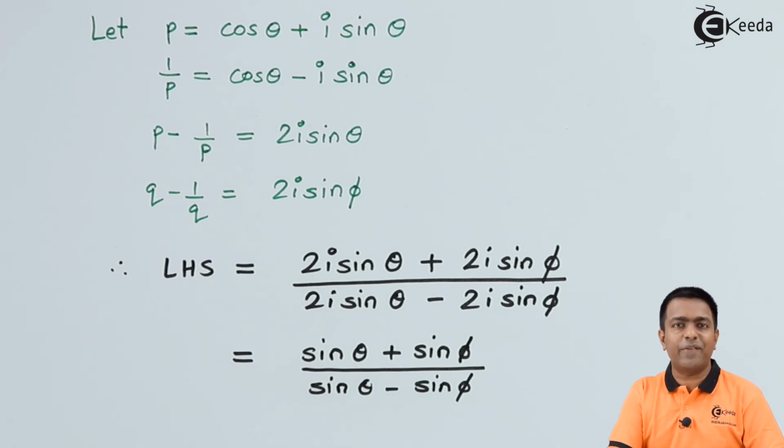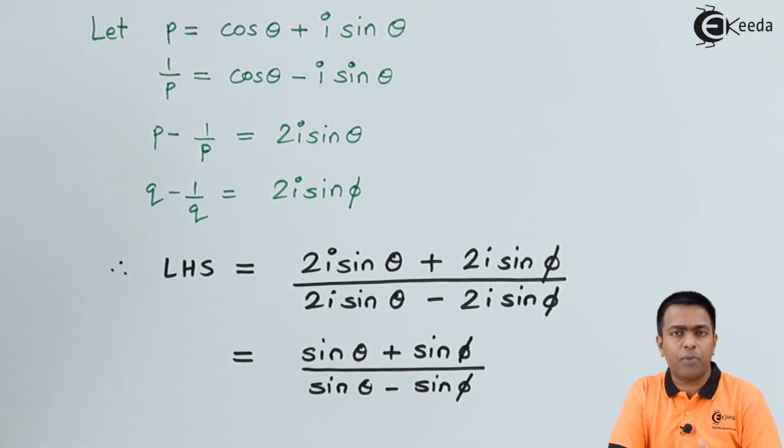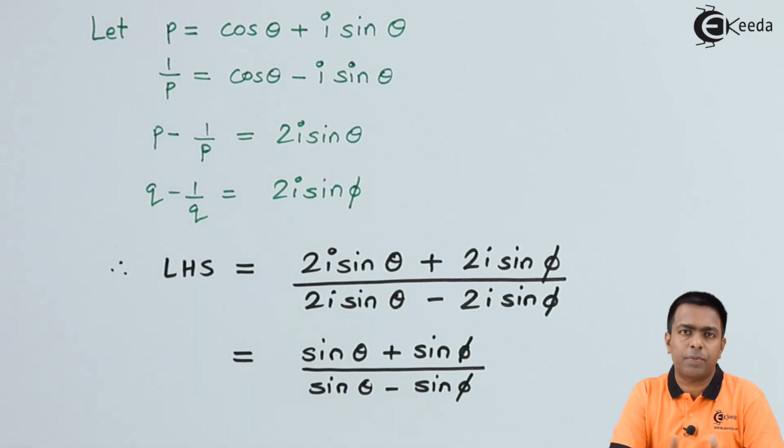So here we have derived the result, and I'm sure you understood the explanation. So guys, whenever such a type of question comes in the exam, you have to take the conjugate and subtract it from the complex number.